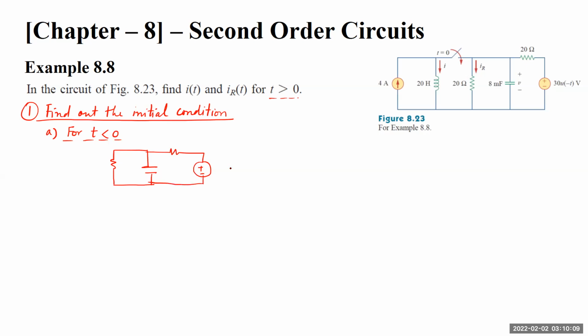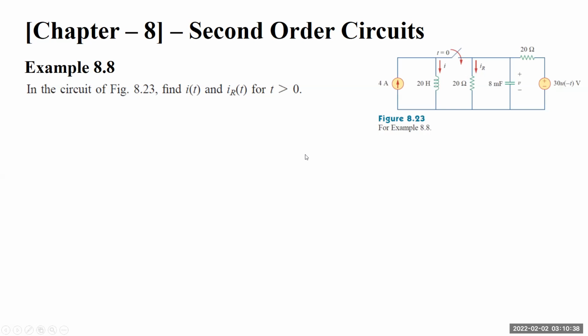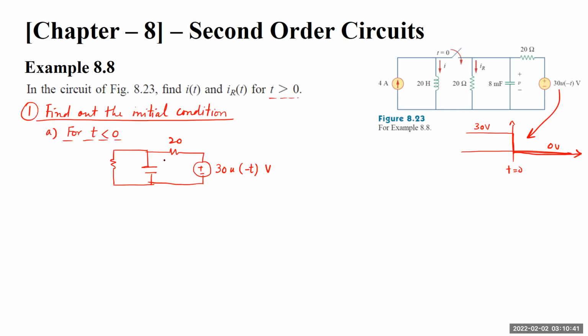This is a voltage source 30 u of minus t. Remember, this is a voltage source that remains open. The waveform will look something like this: before time t equals to 0, this is 30 volts, and after time t equals to 0, it is 0 volts, so it doesn't have any value. So this is how this voltage source looks like, 30 volts. And we basically have to find out what is the value.